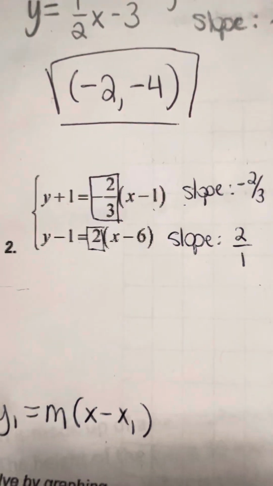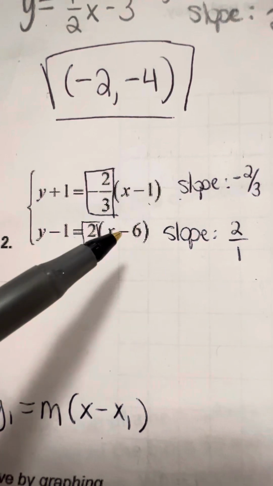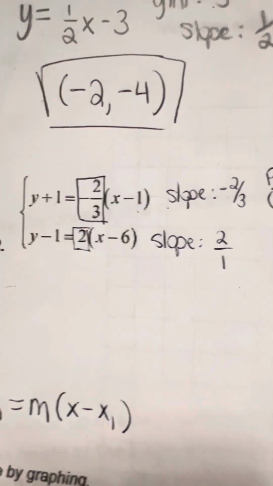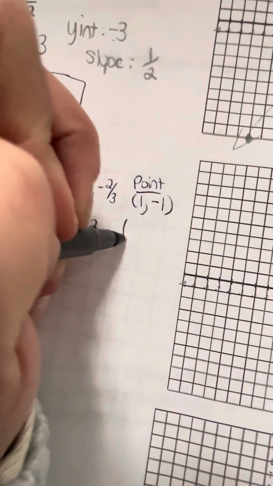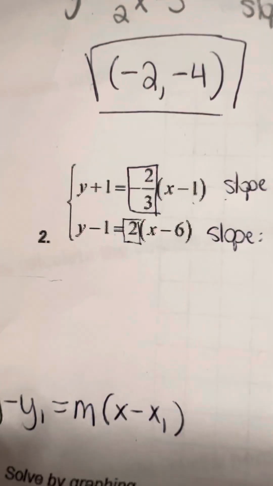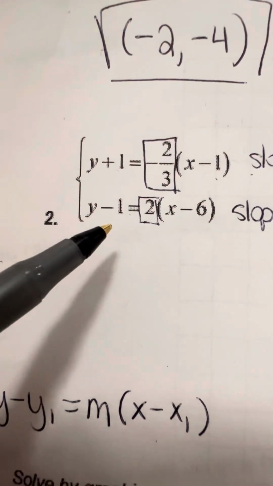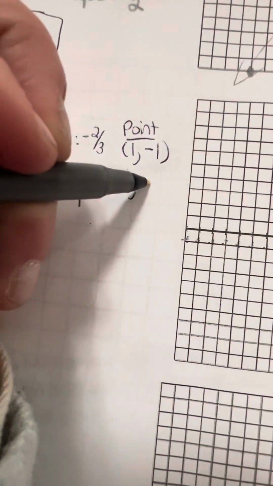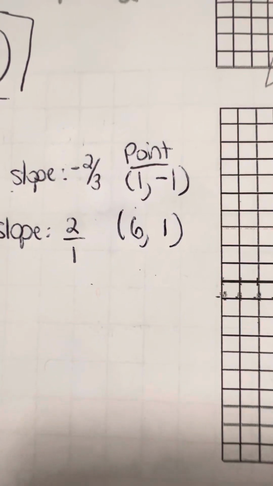Now, we're going to go ahead and do the same thing over here. It's minus 6, so it's the opposite of that, which is plus 6. And then the minus 1 right here is going to be an opposite, which is plus 1.